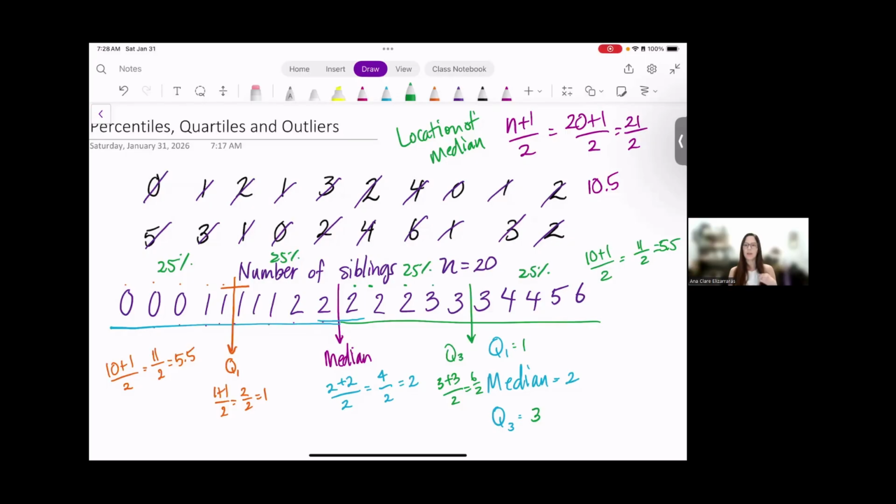I could also calculate percentiles and figure out what number of data points fall below, let's say, 5. So 5 is here. How many data points fall below 5? That's 18, because 5 is the 19th observation. So 18 out of 20 fall below 5. That's going to be 90%. So 5 is the 90th percentile.